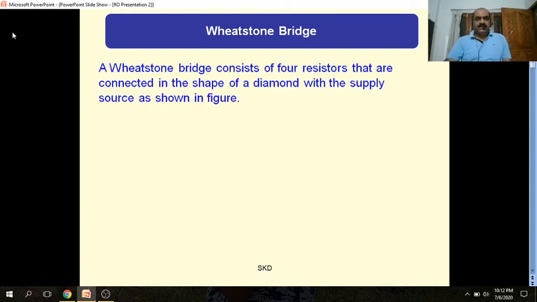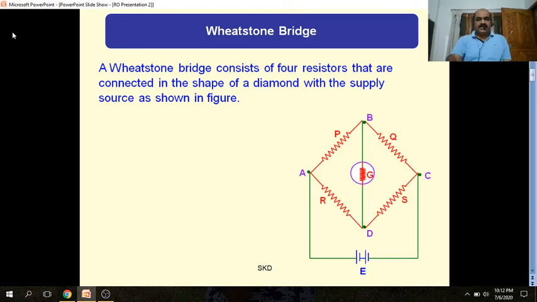A Wheatstone bridge consists of four resistors that are connected in shape of a diamond with a supply of source. As you see in this figure, the four resistors P, Q, R and S are arranged along the arms of a quadrilateral, and the fifth one, the resistor G, which is a resistor of a galvanometer, along one of its diagonals.